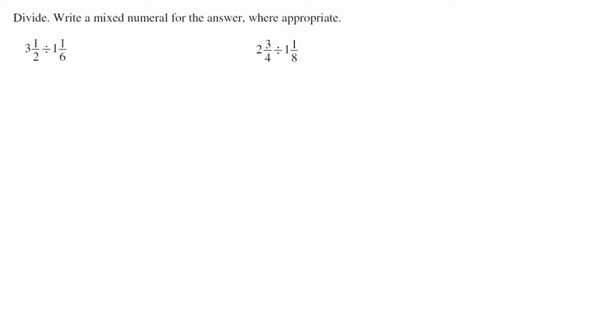Divide. Write a mixed number for the answer when appropriate. So if the answer becomes an improper fraction, we'll rewrite that as a mixed number. The easiest way to do these is to convert the mixed numbers to improper fractions first and then divide.